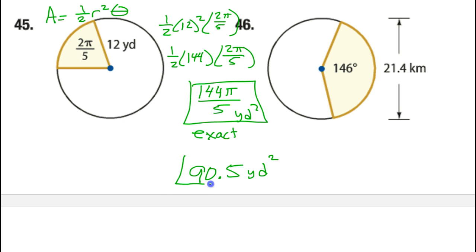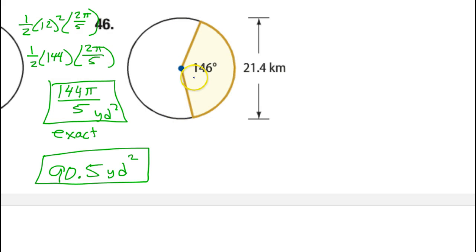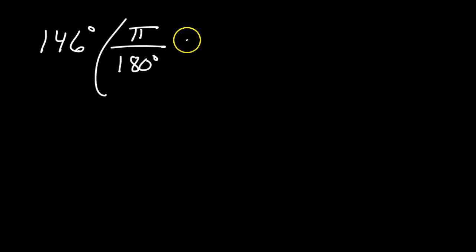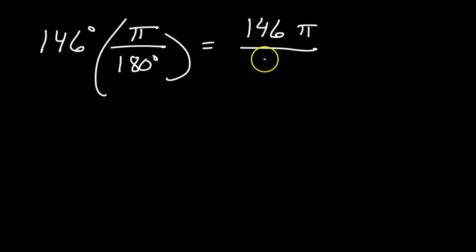Square yards. All right, so that's what it is to the nearest tenth. Okay, for number 46 they gave us degrees again, so 146. Let's jump over here and convert that to radians. Of course we can do that by multiplying by pi over 180 degrees. So this is basically 146 pi, I'm going to stop writing the degrees now, 146 pi over 180.